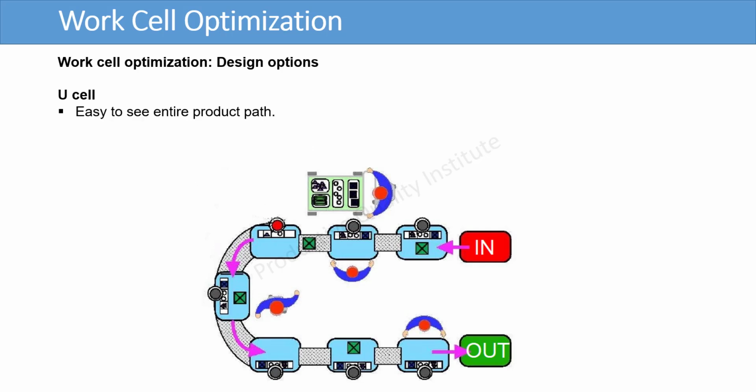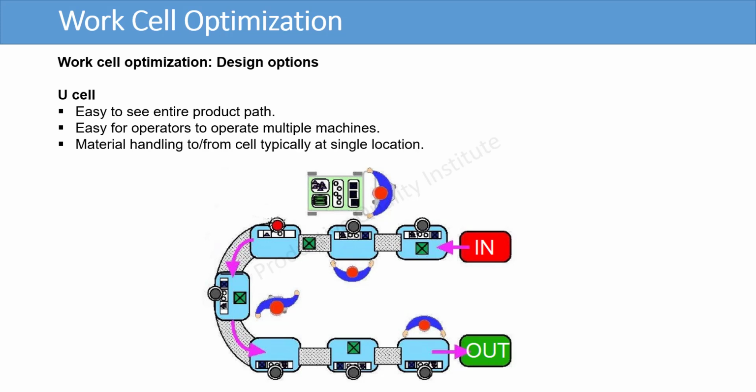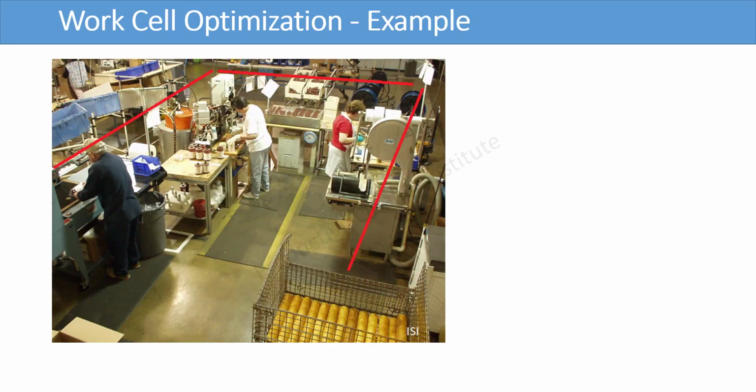U-cell is one of the design options of work cell optimization. It is easy to see the entire product path, easy for operators to operate multiple machines, material handling to and from the cell is typically at a single location, and it facilitates ownership of the process. Example of U-cell.